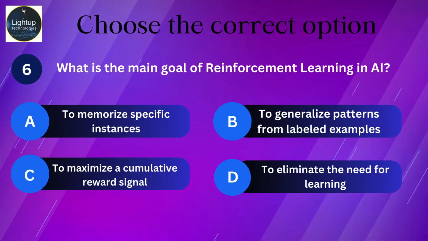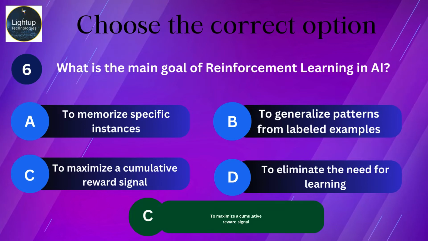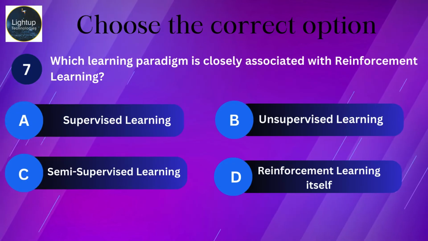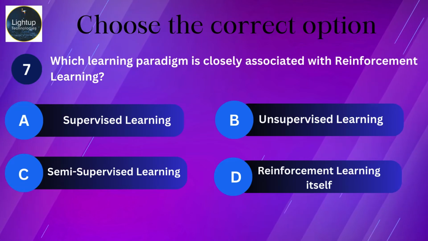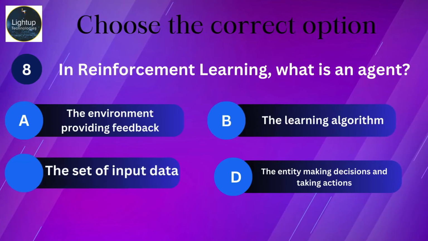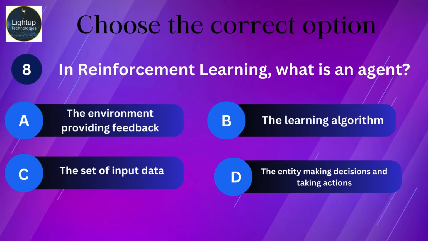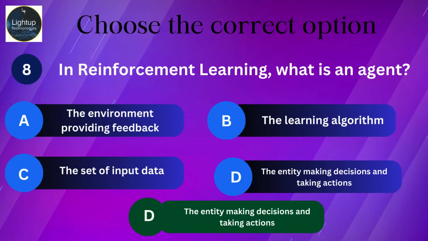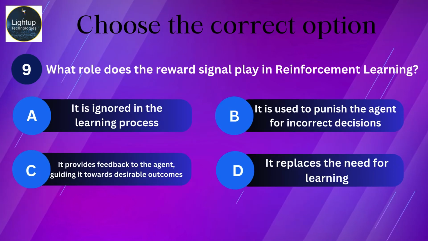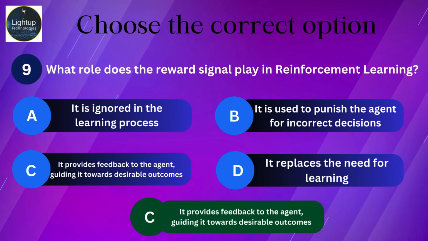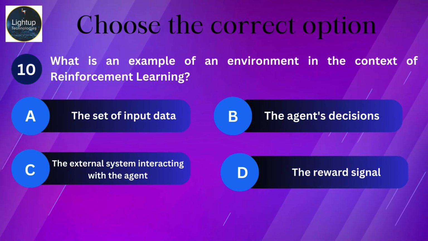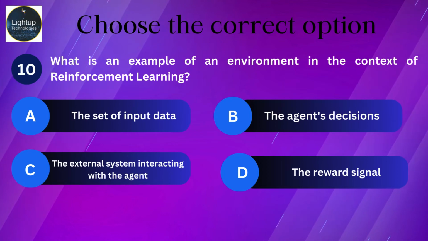What is the main goal of reinforcement learning in AI? Which learning paradigm is closely associated with reinforcement learning? In reinforcement learning, what is an agent? What role does the reward signal play in reinforcement learning? What is an example of an environment in the context of reinforcement learning?